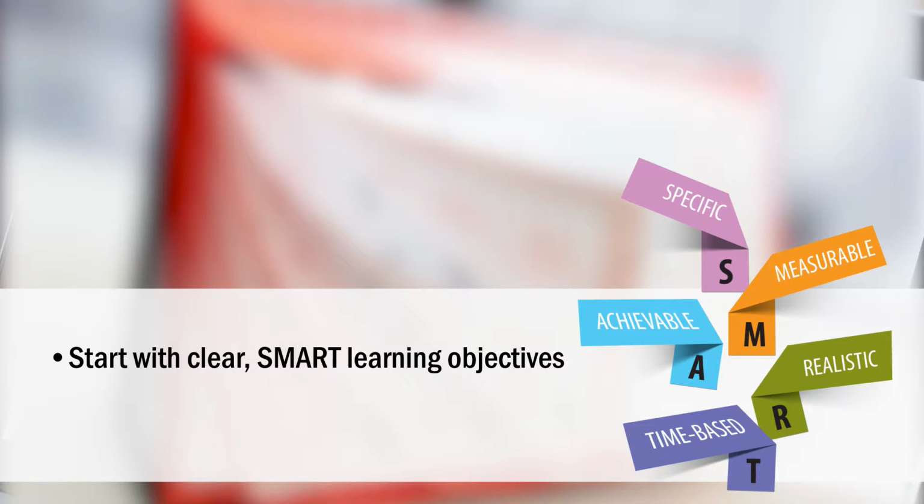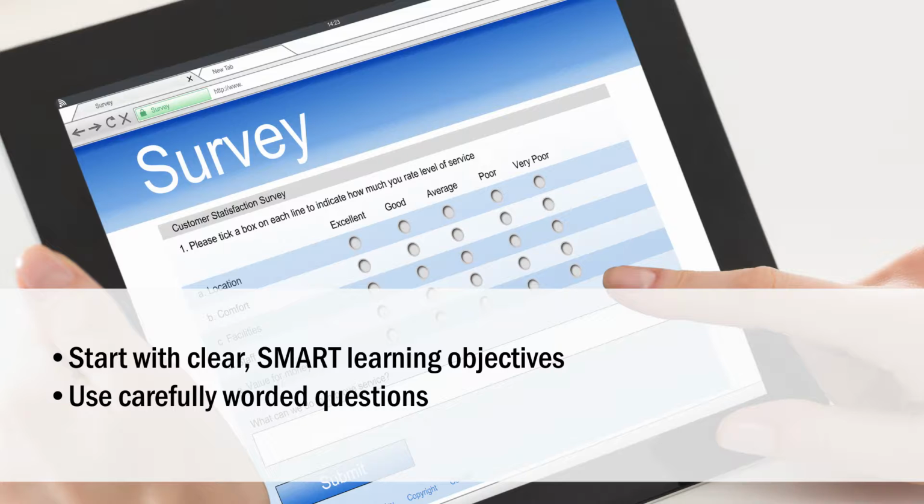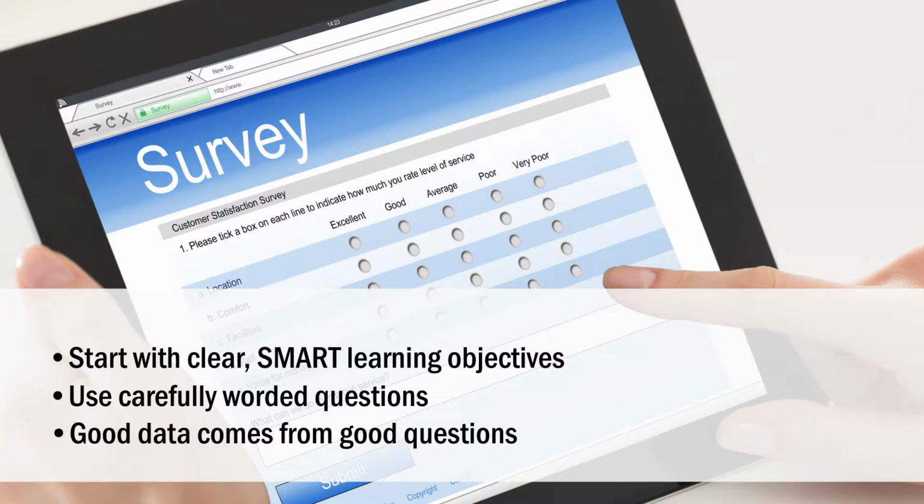Starting with a set of clear learning objectives is the most important element of good evaluation, because it is those objectives that are the basis for measuring participant change in behavior. Remember, we said in the design practice that SMART learning objectives not only set the stage for helping your participants develop, but they provide a basis for determining what to evaluate. Careful wording is important. The data you collect will only be as good as the questions you ask.